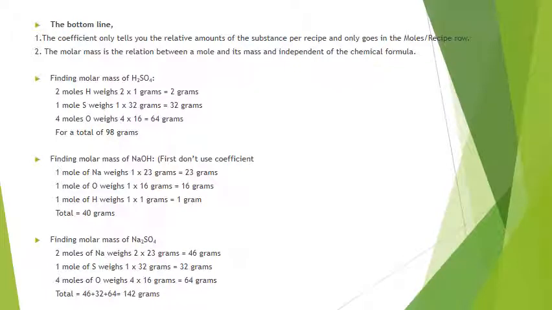All right, the bottom line is this. The coefficients, which is the row that says moles per recipe, tell us the relative amounts of substance per recipe. All right, and that goes in recipe. The molar mass, which is grams per mole, tells me the relationship between moles and mass, and has absolutely nothing to do with the chemical equation. It should be chemical equation, not formula, and only has to do with the chemical formulas.